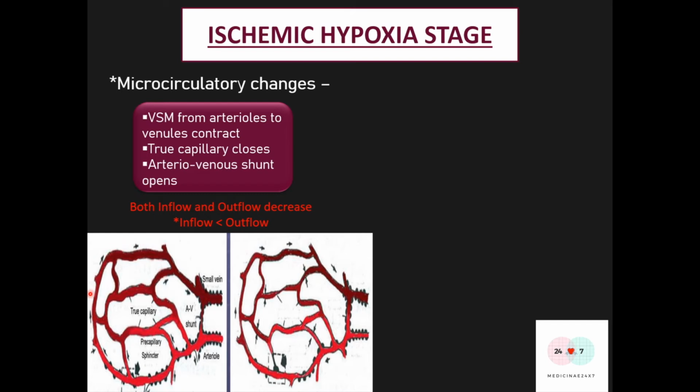On the left-hand side of the image, you can see the normal condition of the microcirculatory bed, but the right-hand side signifies the ischemic hypoxia stage of shock. Here we can see the opening of the arteriovenous shunts, overall constriction of the arterial and venular sides of the circulation, and closure of the precapillary sphincters leading to closure of true capillaries.